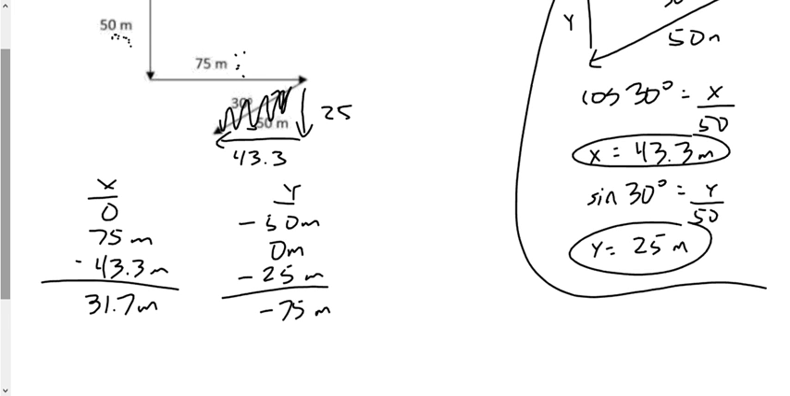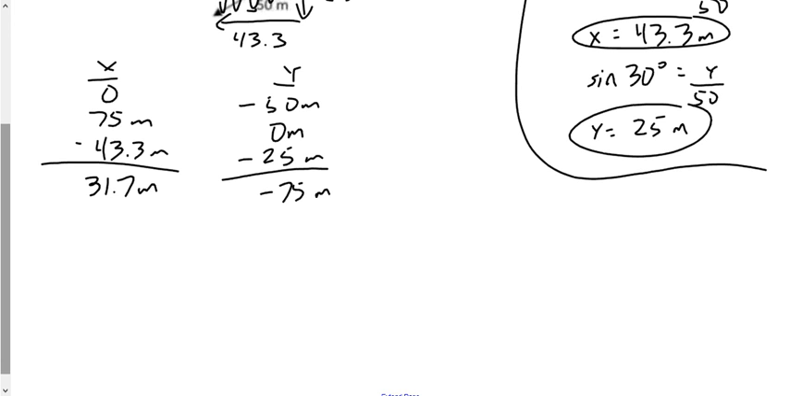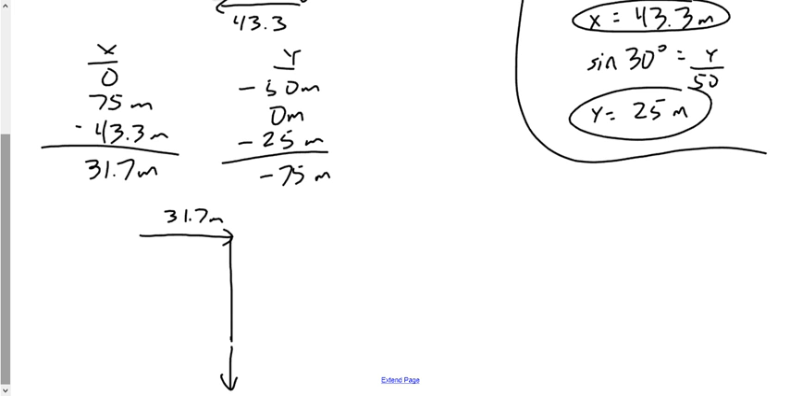It could be grade 10 math, I guess. Some of you, it's a year ago, but let's say 31.7 over to the right. We know that's to the right because it's a positive x, plus 75 down. We know that's down because the y component is negative. Notice those two vectors are drawn head to tail, head to tail.